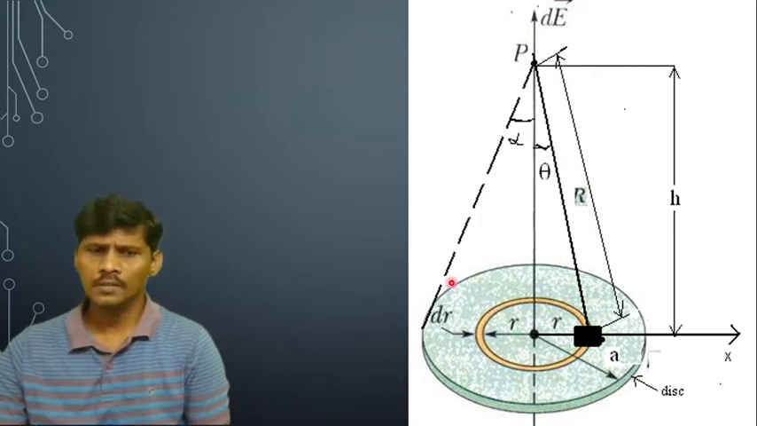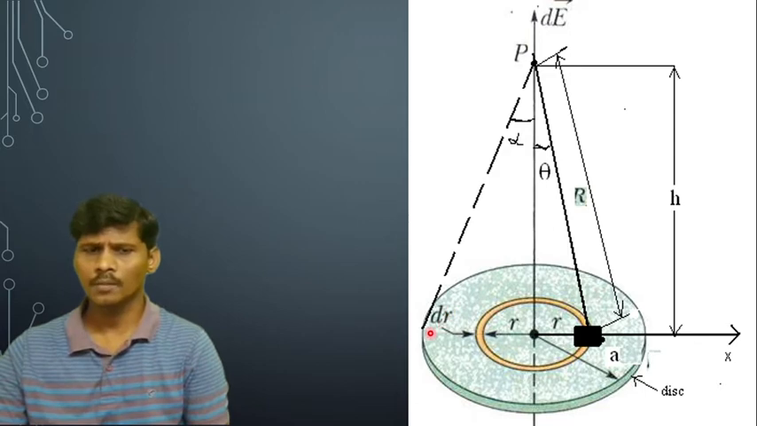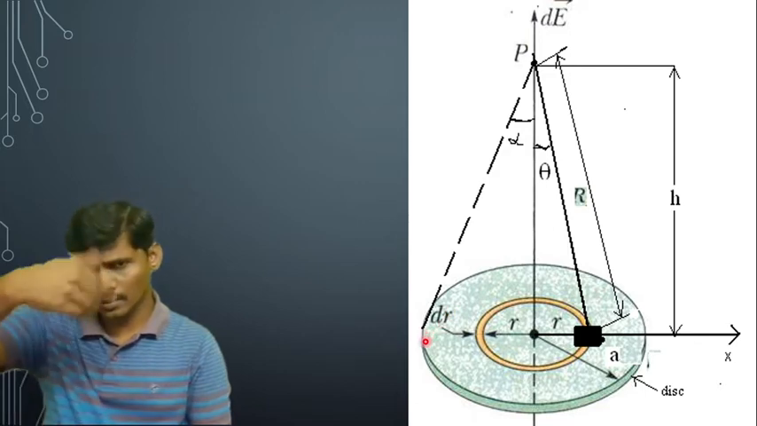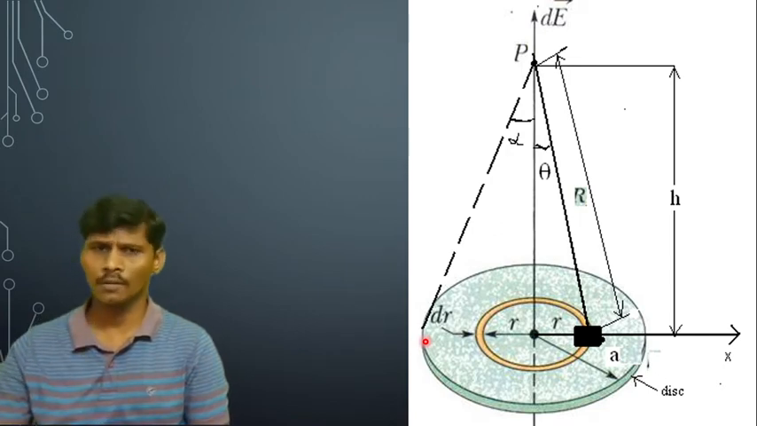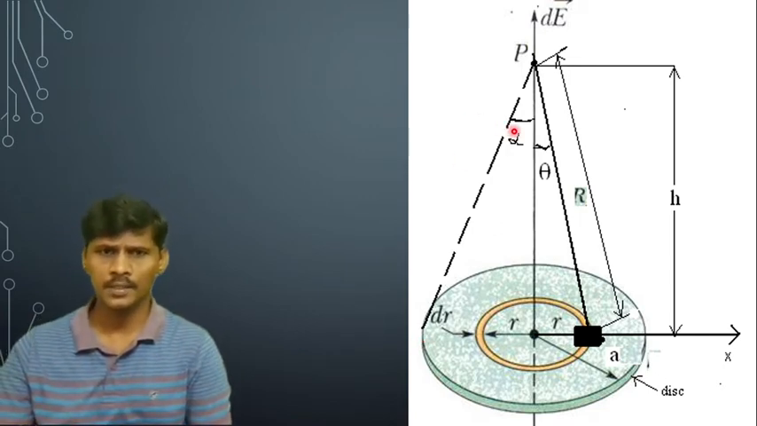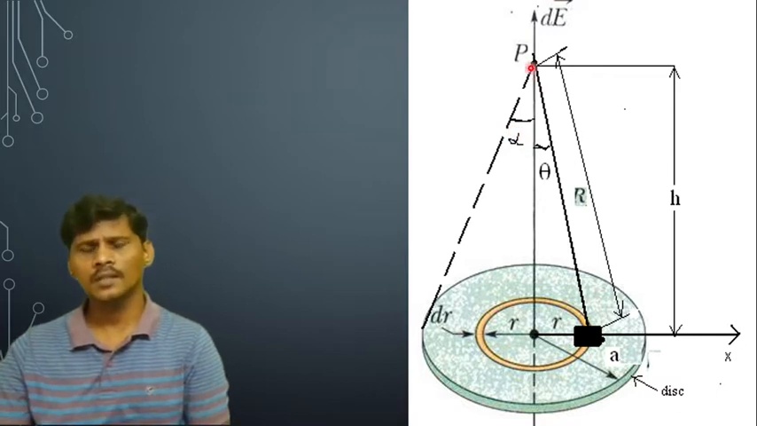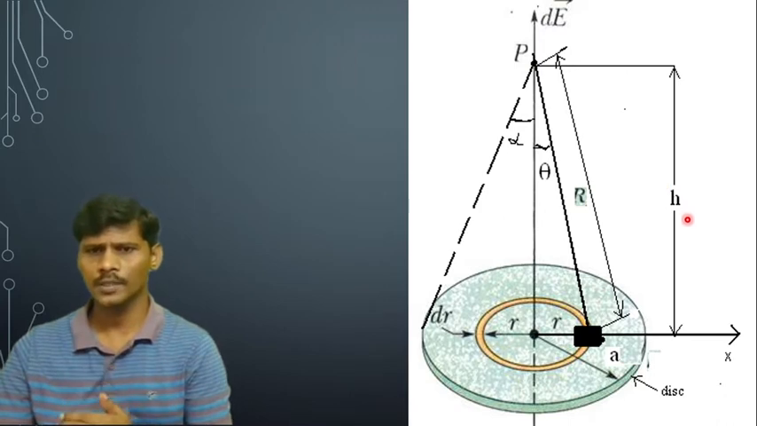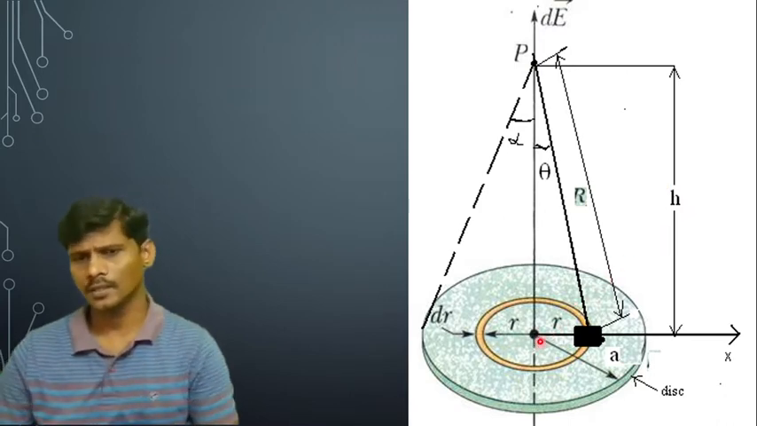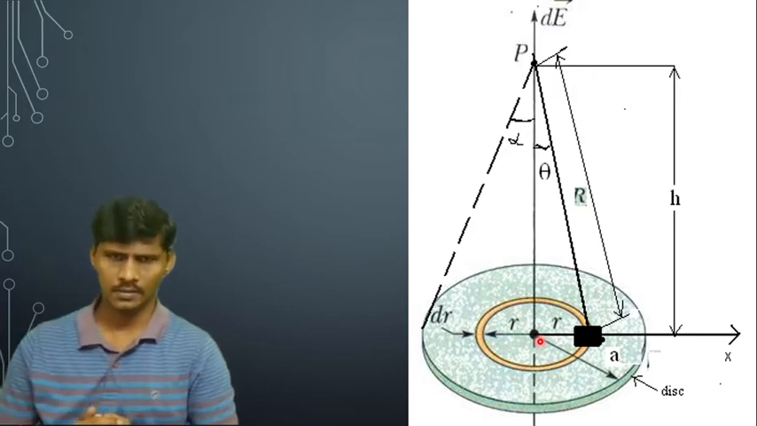And this is the charged circular disk. Draw the vector line from the end of the circular strip to the point P. It makes an angle alpha at point P. So calculate the electric field intensity at point P, at a distance h meters from the center of the circular disk.